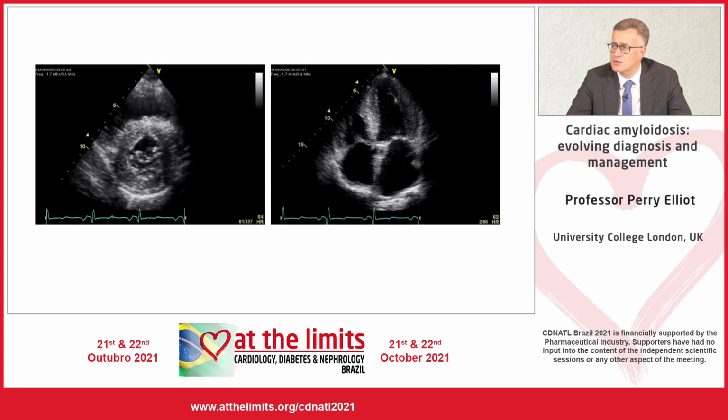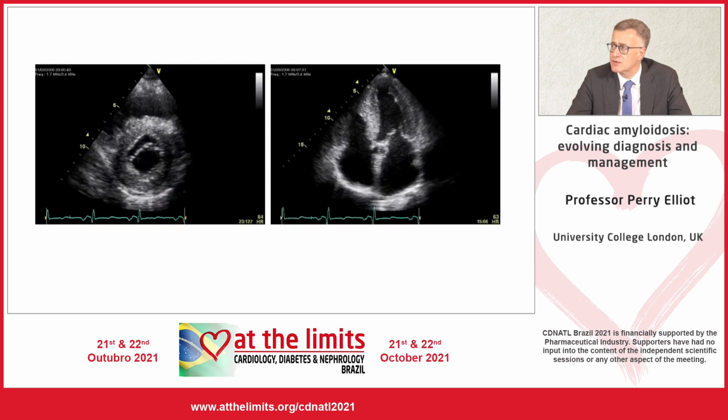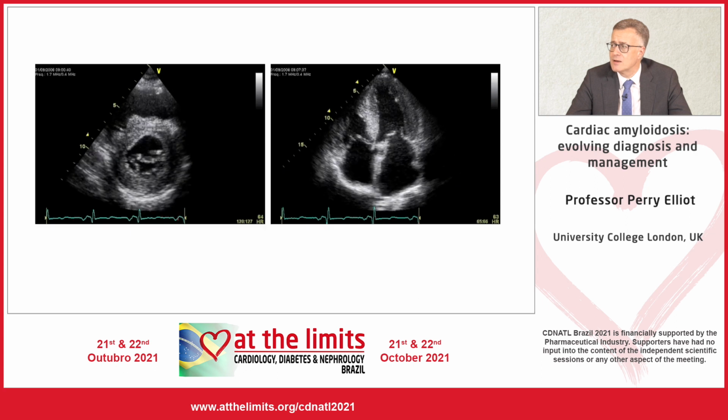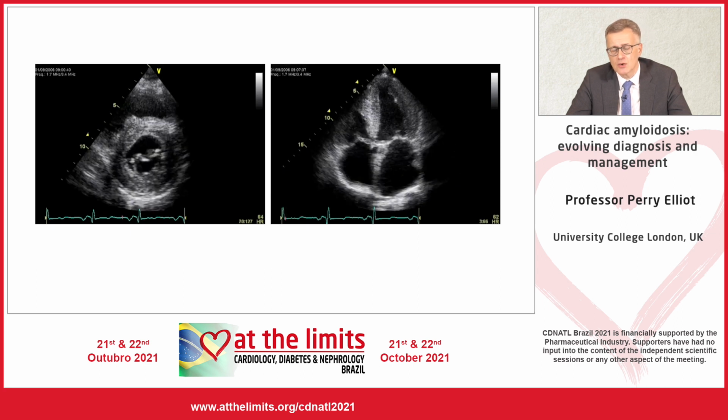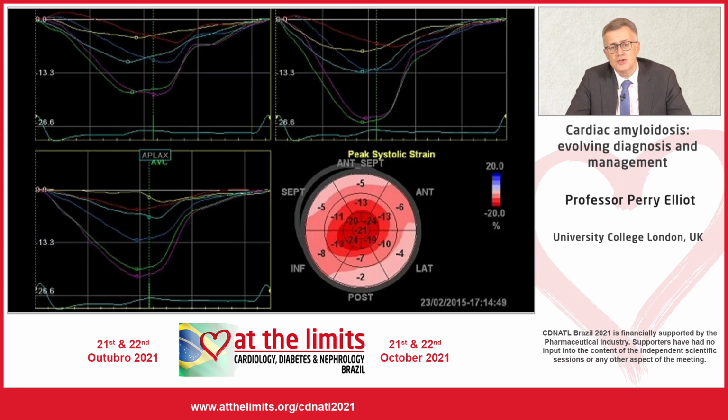Here you see some examples again. On the left, concentric hypertrophy, and on the right, this characteristic thickening of all segments of the left ventricle with atrial enlargement. Note here that the ejection fraction is often within the normal range because of preservation of radial function. But regional deformation is often very abnormal with a marked reduction in long axis function. And as you can see on this slide on a longitudinal strain map, this characteristic apical sparing pattern.